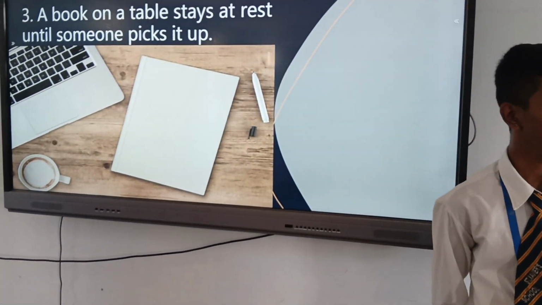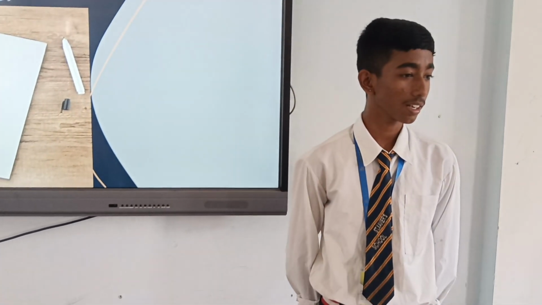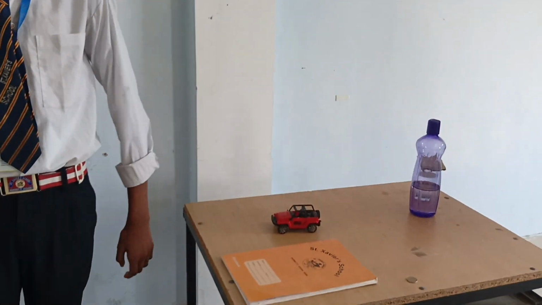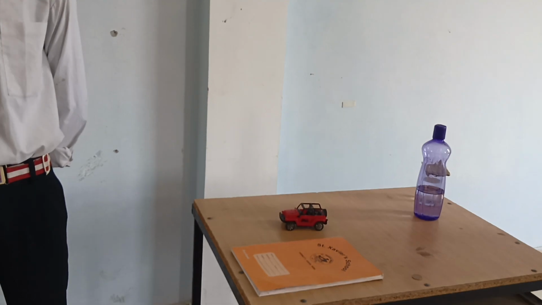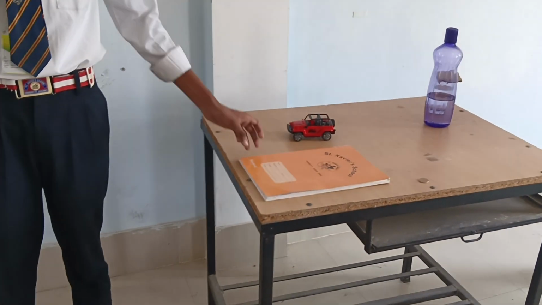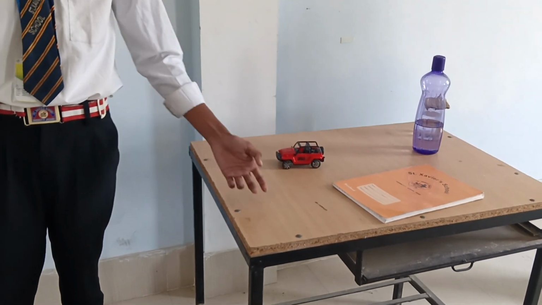The third example is a book. A book is kept on a table and it will stay on the table until and unless we apply any unbalanced force on it. And if we apply an unbalanced force on it, it will move from one place to another. This also happened due to inertia.